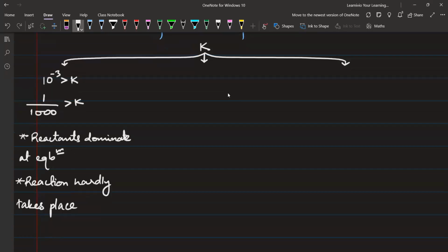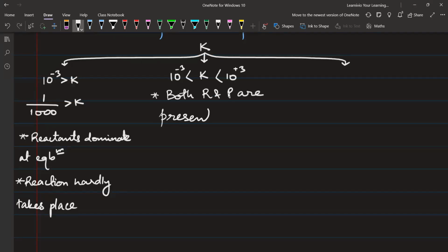Fine. Next is if the value of K ranges between two values. So the value of K is greater than 10 to the power minus 3, but it is lower than 10 to the power plus 3. अभी अभी अगर ये कहीं बीच में है, then we say that both reactant and products are present in appreciable amounts.